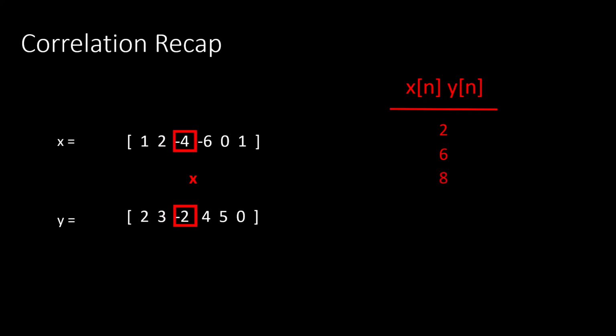Samples 2 are both negative, so they also contribute a positive value to the correlation. Samples 3 have opposite signs, and they contribute an overall negative value to the correlation. Subsequent values don't contribute anything to the correlation due to there being samples with a value of 0. The overall correlation value is negative, indicating that the two signals are not similar. In fact, they're quite opposite.